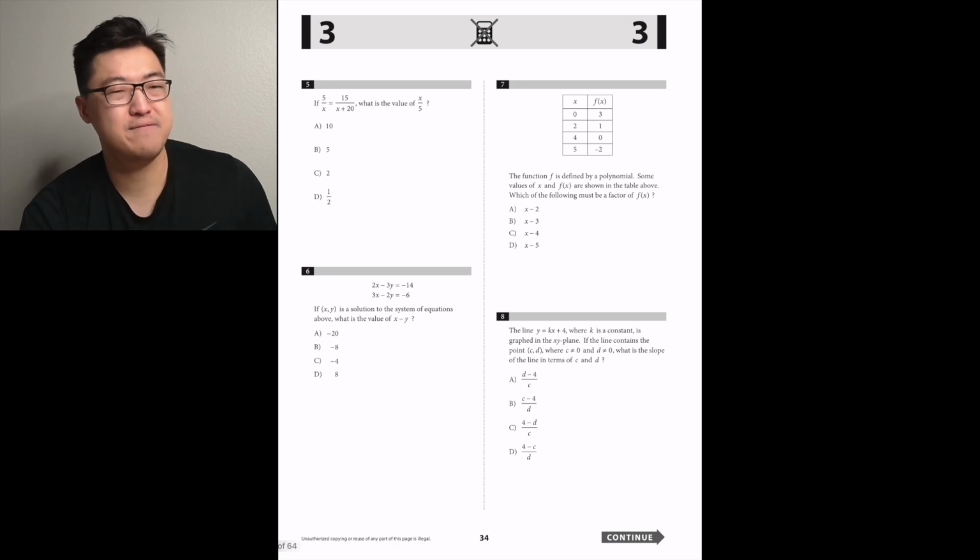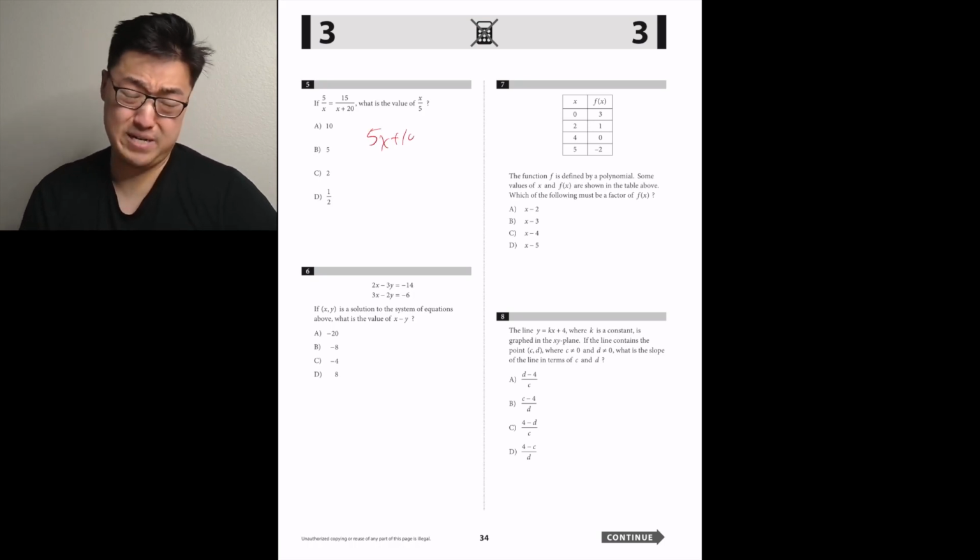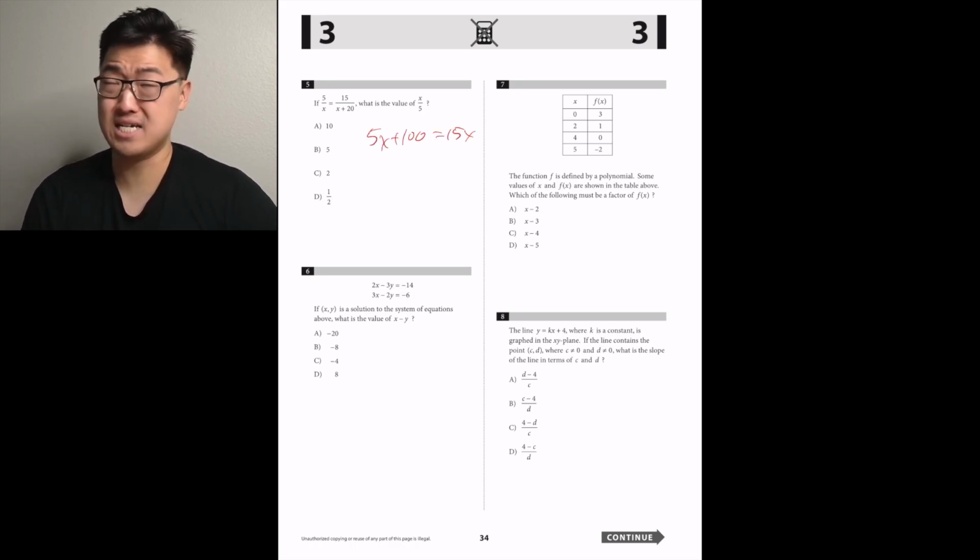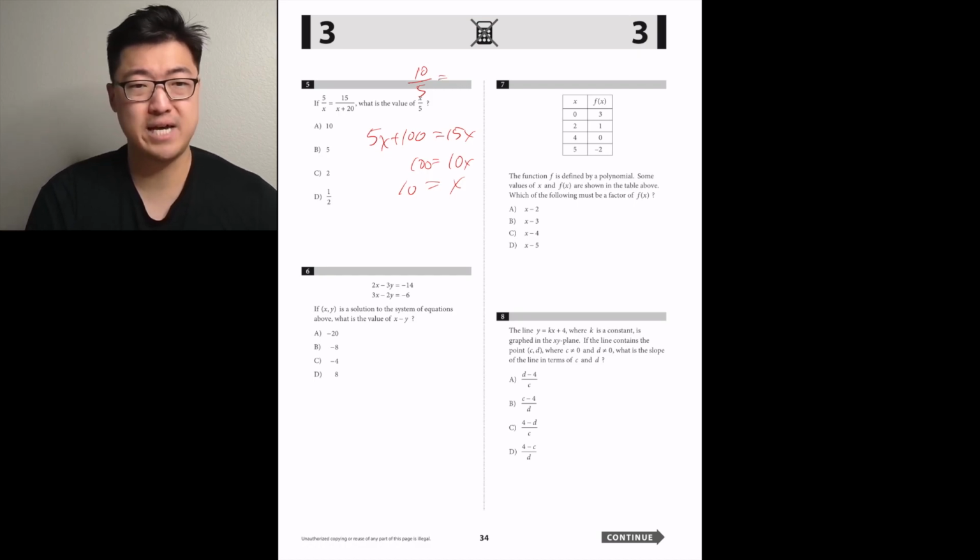If 5 over X equals 15 over X plus 20, what's the value of X? Maybe just cross multiply, fraction equals fraction. You'll get 15x equals 5x plus 100, so 10x equals 100, so X is 10. What's the value of 10 over 5? 2.